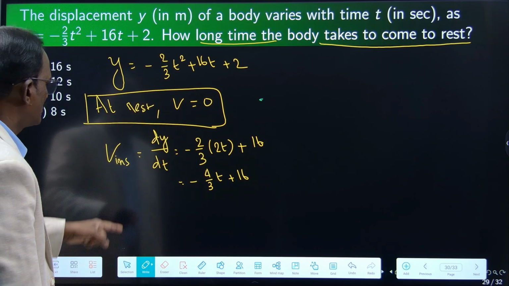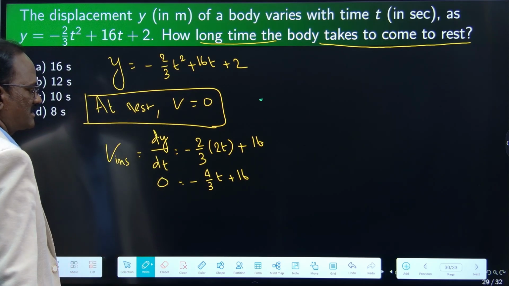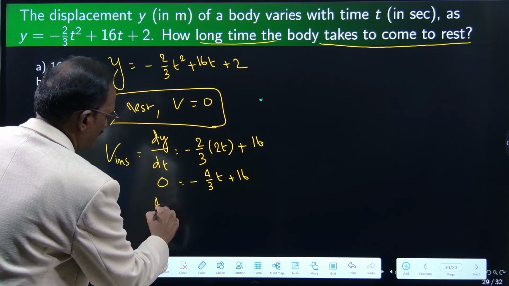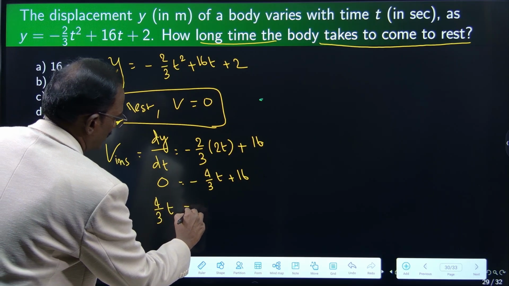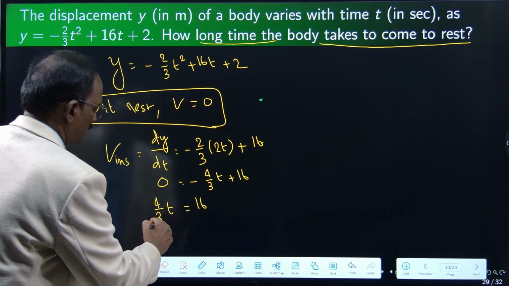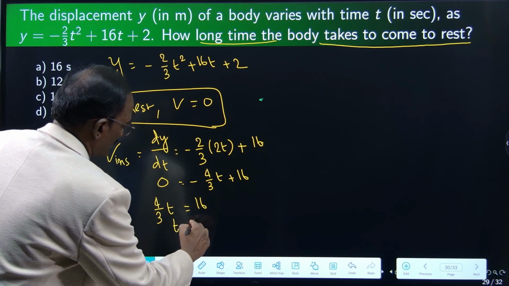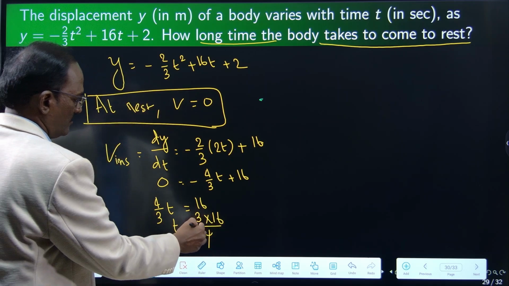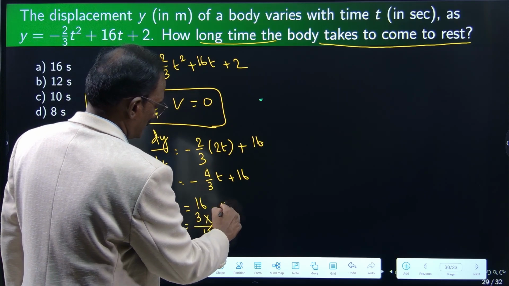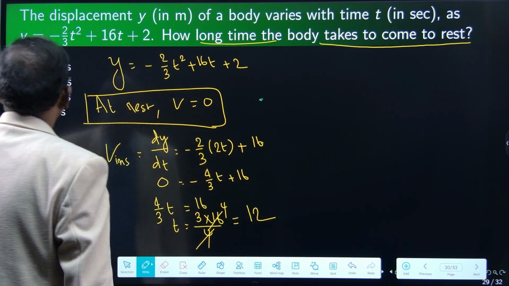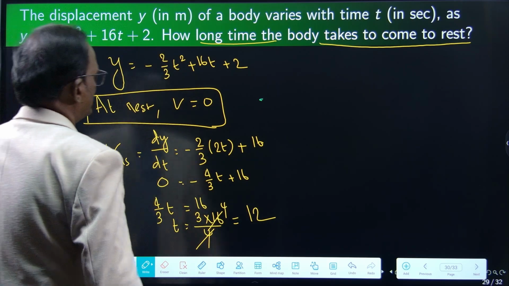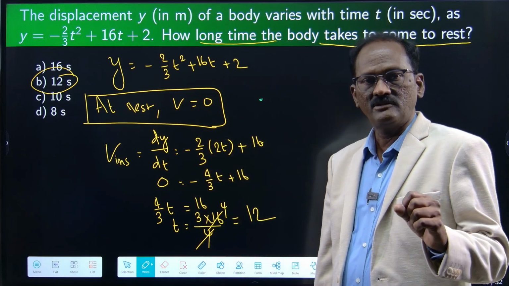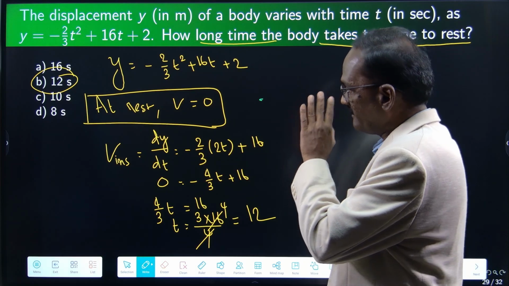At rest v is equal to 0. So v instant is going to be 0 at rest. So we will equate it. Minus 4 by 3 t will come here. Left hand side is equal to 16. Right? So t is equal to, cross multiply it, 3 into 16 divided by 4. 4 fours are 16, so this is 12. Answer is 12. Option B, 12 seconds. So for initial velocity, we substitute t is equal to 0. At rest, v is equal to 0.